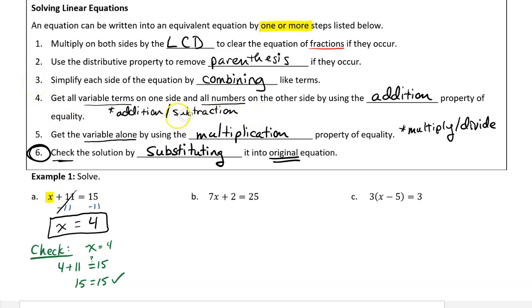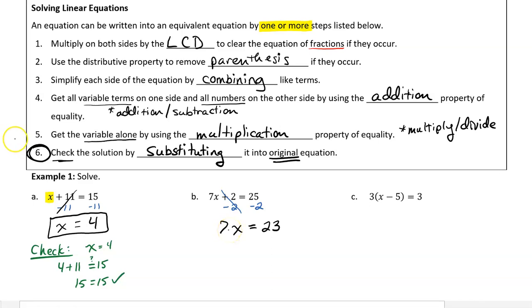And we'll start moving things around. So I get my variable terms on one side, my numbers on the other. So once again, I have a plus, in this case 2. So I'm going to undo that with subtraction. And what I do on one side, I have to do to the other. So that cancels away on the left, leaving behind 7x is equal to 23. 25 minus 2 is 23. So the fourth thing is done.